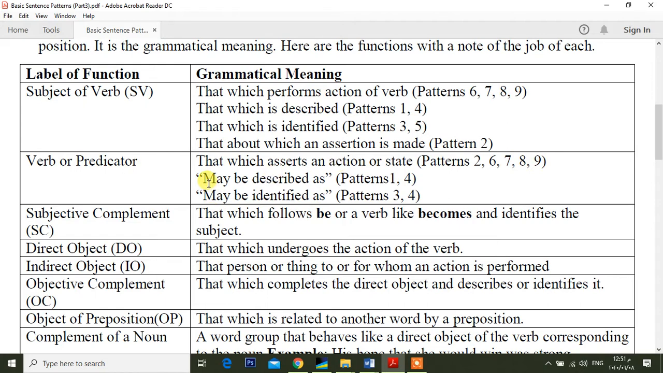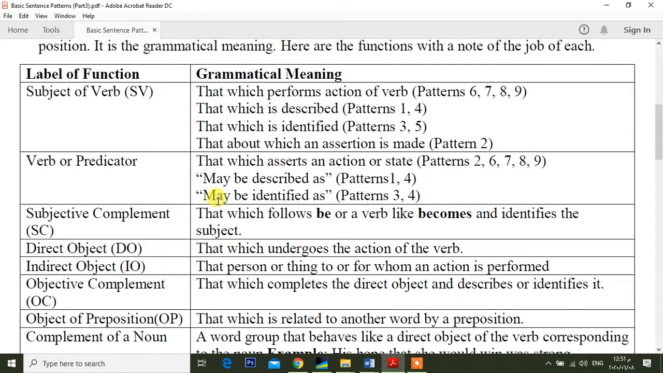Number 2, the verb also, the label of it is a verb or predicator, but the function itself is maybe described as, in pattern 1 and 4. For example, food is good. The verb here is used to describe something. For example, here we are describing the food. The food is good. So the function of "is" is maybe described as.